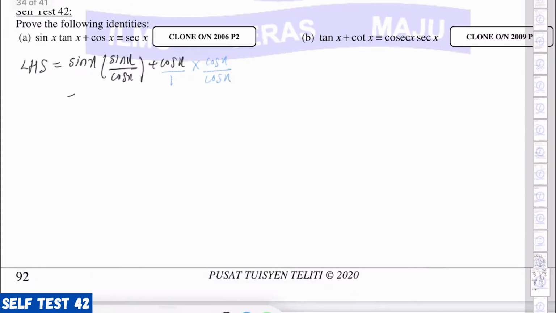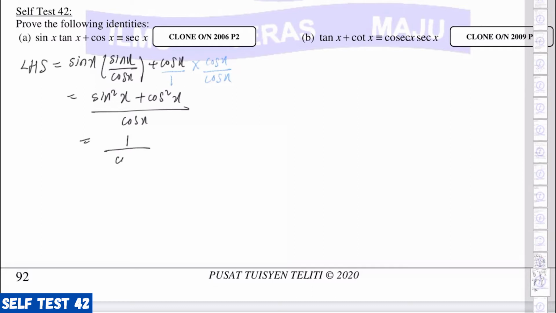So we can put this together. Sine times sine is sine square, right? This will be cos square. My denominator is just a single cos. And we know sine square plus cos square is going to give us 1, from the basic identity. And we have 1 over cos. And 1 over cos is the same as our secant x. This is our right hand side.